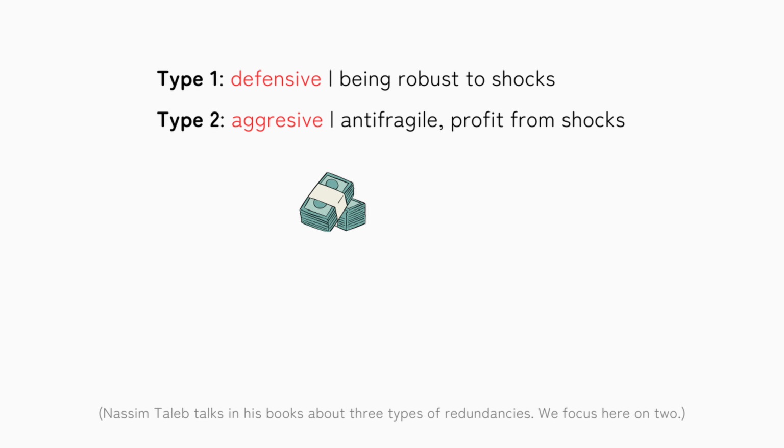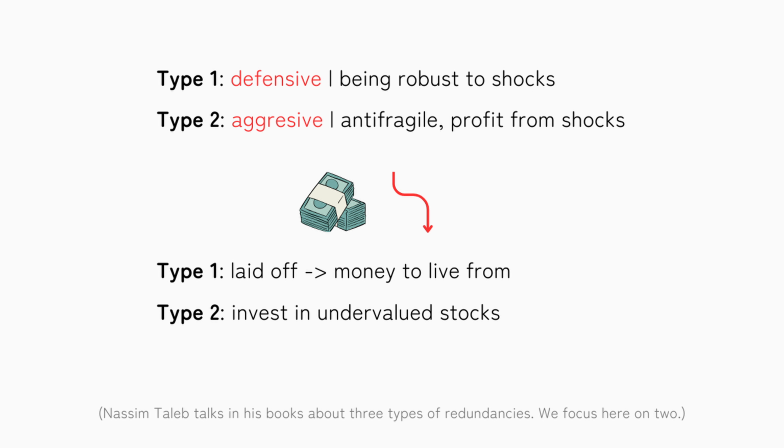We have cash under the mattress and a financial crisis happens. Type 1: we use it defensively. Maybe we are laid off, so we have money to live from. Type 2: we use it aggressively, so to speak, to invest in crashing stocks to profit from them. This we can only do because we had savings as a form of redundancy in the first place.